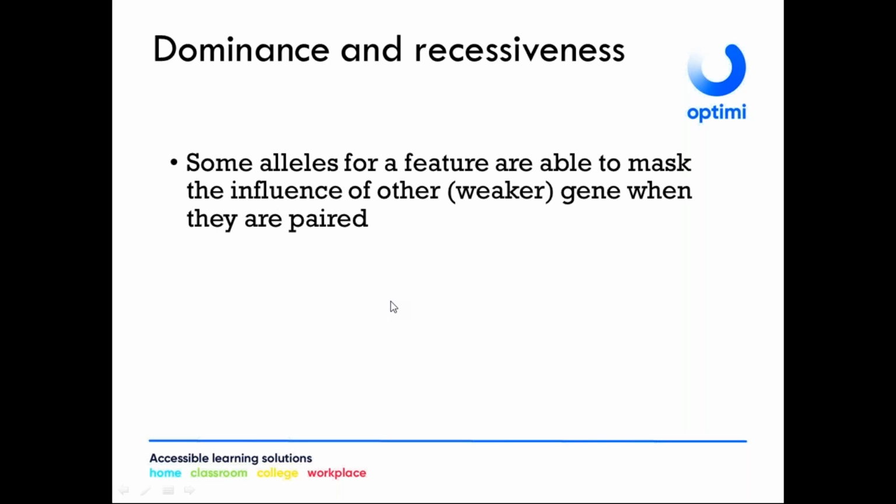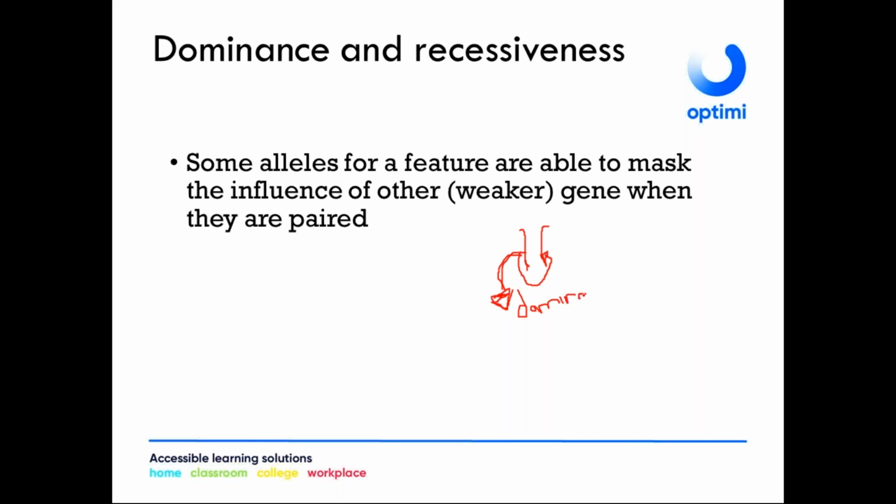Dominance and recessiveness. Some alleles for a feature are able to mask the influence of the weaker gene when they are paired. So during fertilization, when the allele from the male combines with the allele from the female, some alleles are able to mask the influence of the other one. The alleles that are able to mask the influence of another allele are known as the dominant allele.